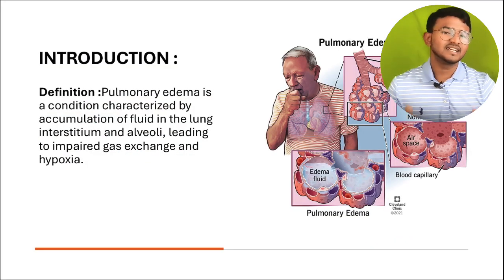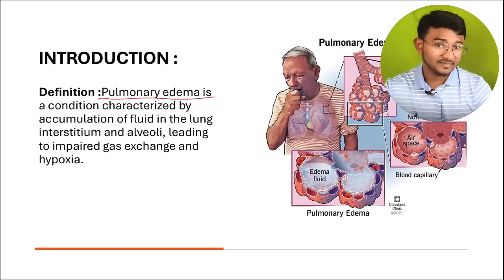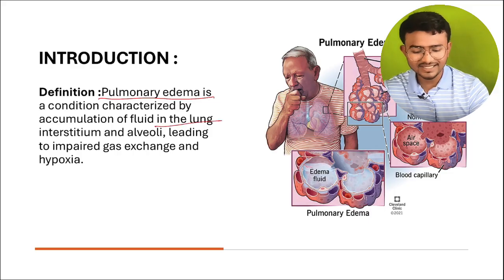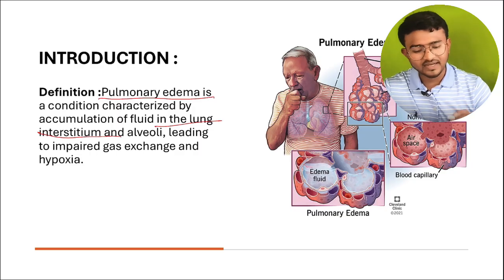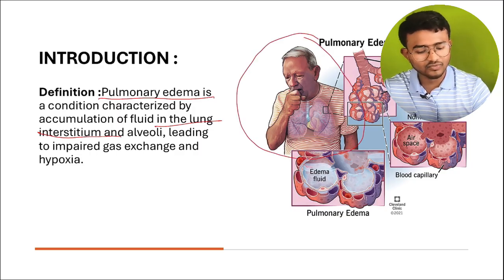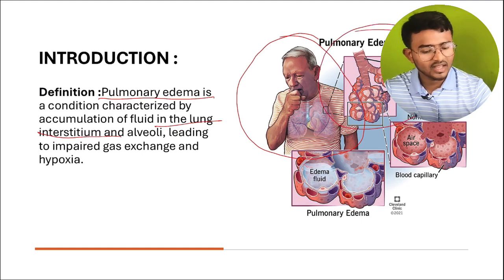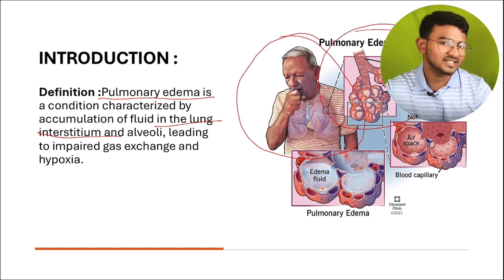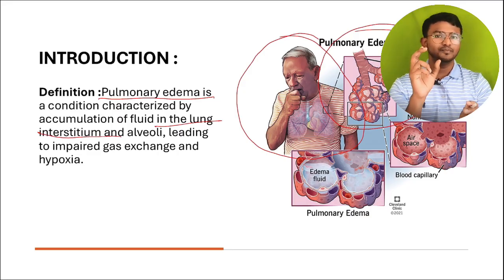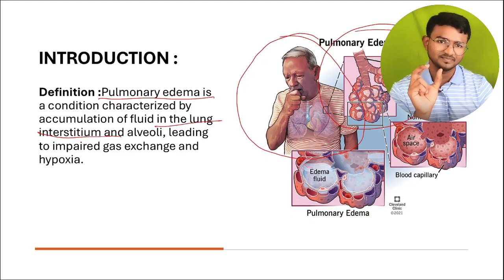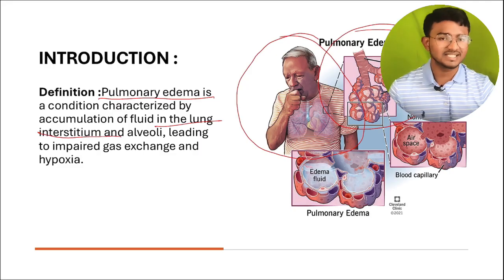So, introduction. What is pulmonary edema? Pulmonary edema is a condition characterized by accumulation of fluid in the lung interstitium and alveoli. If you are seeing this image, you can see a 65 year old man here. If you zoom into his lungs, you can see the bronchioles, and the bronchioles have some alveoli. The alveoli are air sacs, like ball-type pouch-like structures. In the alveoli we can see some blood vessels, and with these blood vessels only we can see gas exchange.